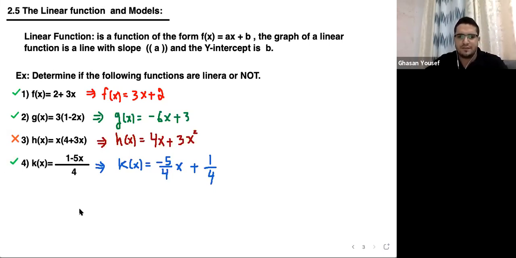This is linear. For this one, we can distribute the 4 to the first term and the second term. So this equals 1 over 4 minus 5 over 4 x. Then you can rewrite it in the form ax plus b. So you get minus 5 over 4 x plus 1 over 4. Any question for this one?